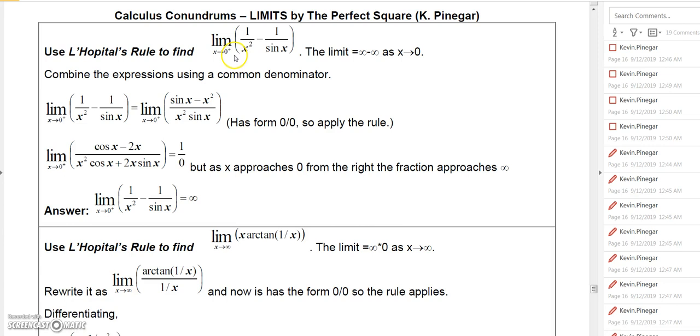Some indeterminate forms can be rewritten so that you can get them in the appropriate indeterminate form of 0 over 0.